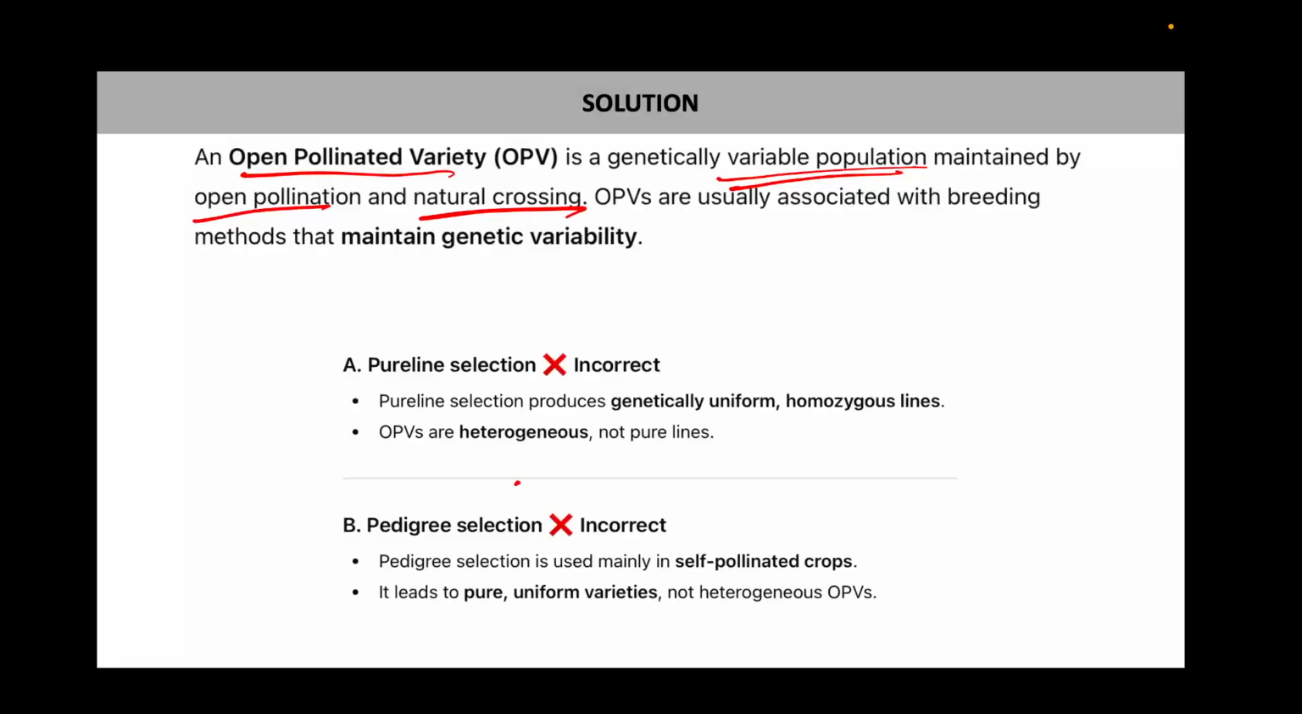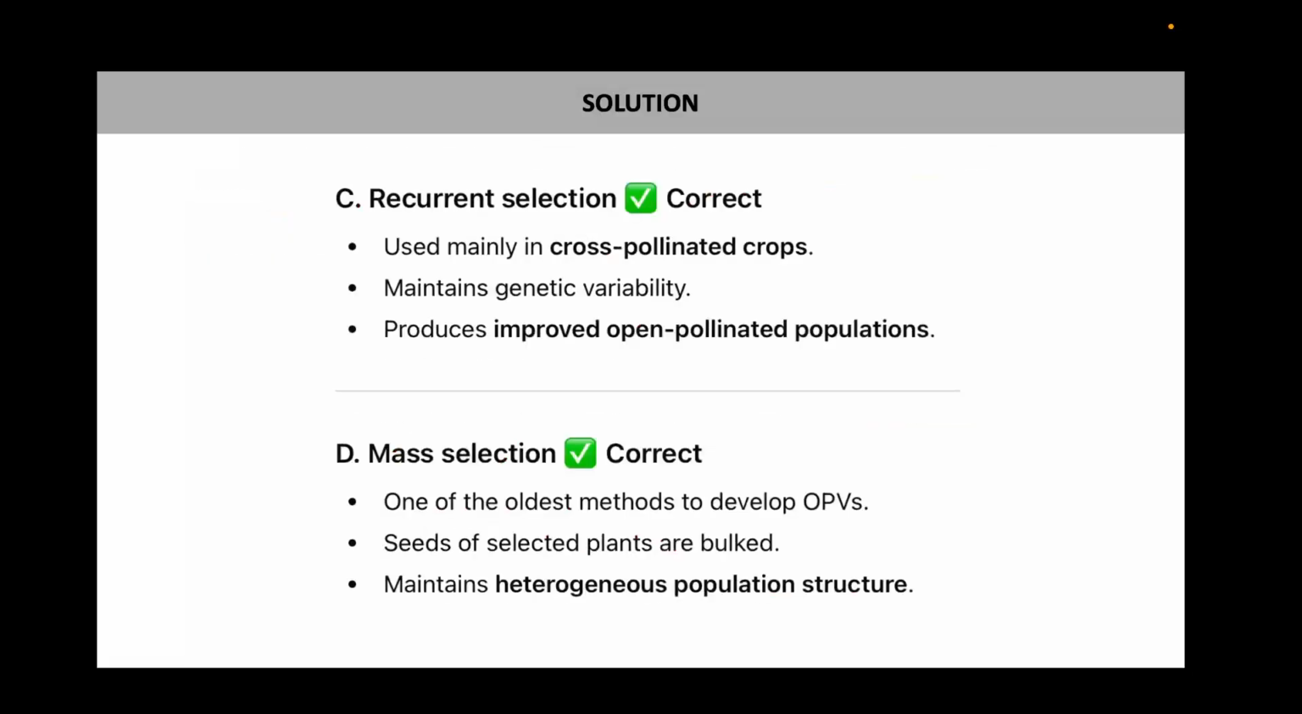In this case, pure line selection is incorrect because pure line selection requires genetically uniform and, most importantly, homozygous lines, which is not possible in case of open population and natural crossing. This will always produce more and more heterozygous varieties, so it cannot be close to pure lines. Then pedigree selection will mostly use self-pollinated crops, and it will lead to more pure and uniform varieties, but not in case of OPVs because there will be more heterozygous varieties.